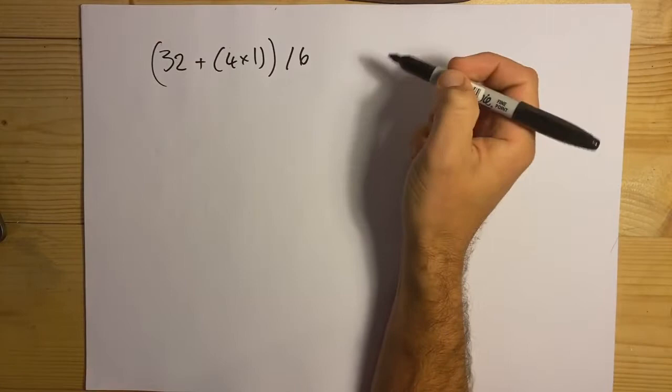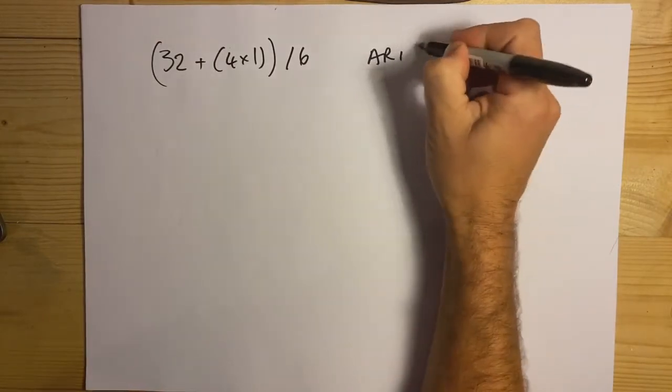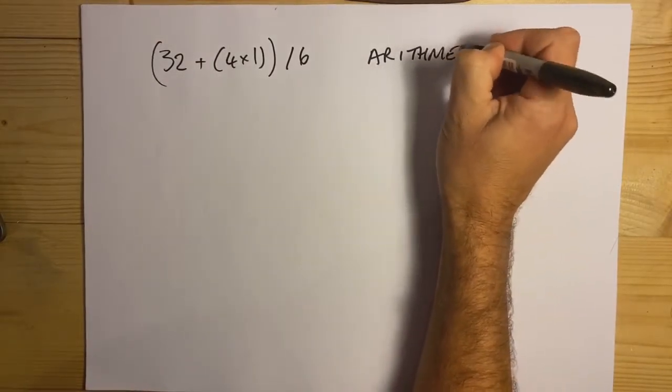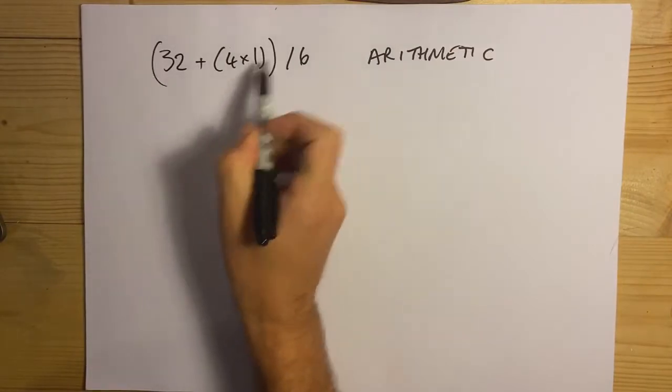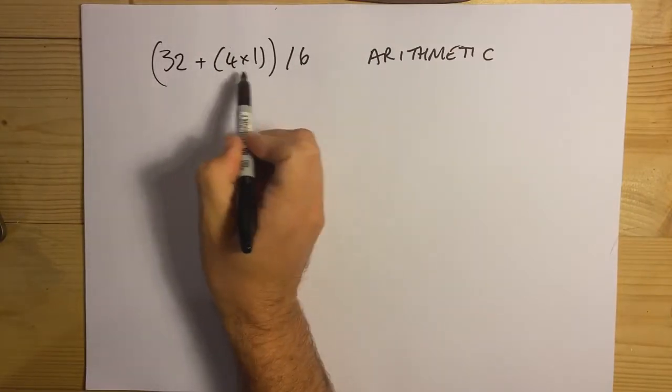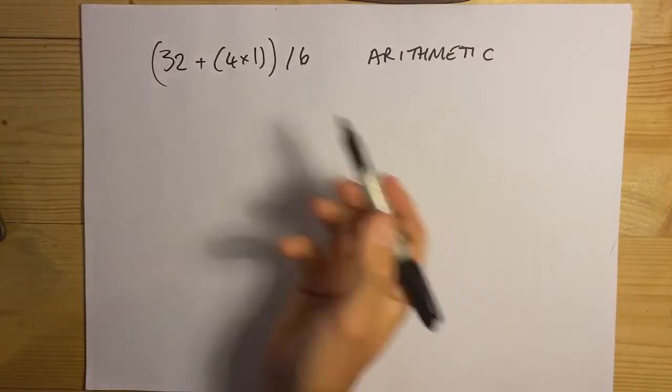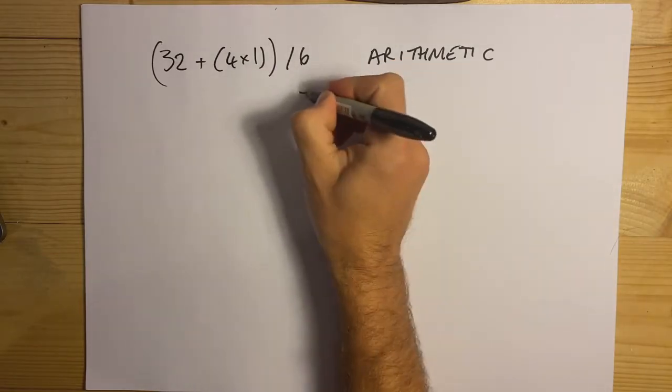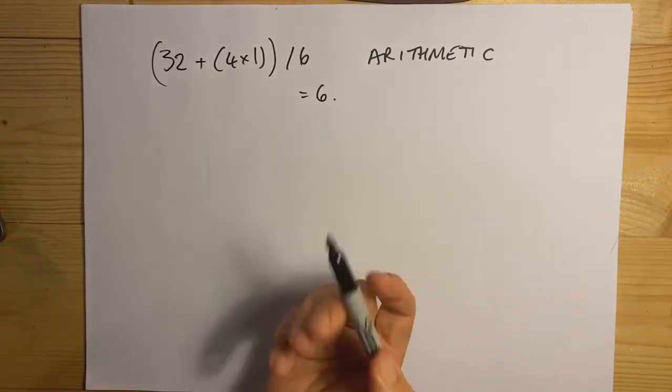That's what's called an arithmetic expression, because we can evaluate this, we can do the maths. So 32 plus 4, divided by 6, is 36 divided by 6, which equals 6. It gives us an exact answer.